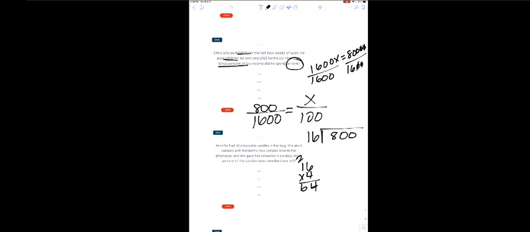Now that's pretty close, but it looks like we can go a little bit higher. So let's try 16 times 5. 5 times 6 is 30, so I'm going to put the 0, carry the 3. 5 times 1 is 5, plus 3 is 8. So 16 times 5 is exactly 80. So 80 minus 80 is 0. I'm going to bring down that 0. 16 goes into 0 0 times. So the answer is 50%. All right.